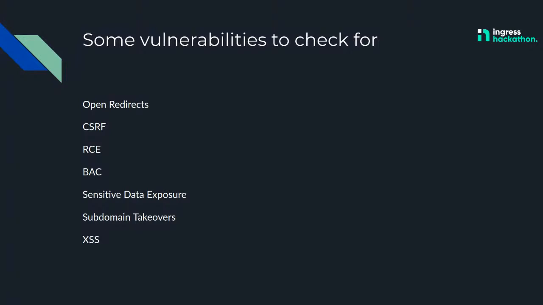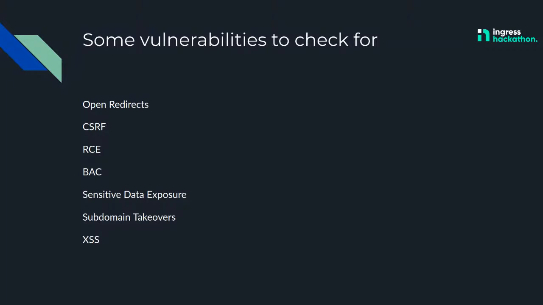And I have explained some of the vulnerabilities in the coming slides. Sensitive data exposure is one of my favorites, and you can use the fuzzing tools which I mentioned earlier, like ffuf or dirsearch, to find sensitive data exposure in configuration files, user information disclosure, and any kind of stuff. And subdomain takeovers are something like when a subdomain's period has expired, and you can take over the subdomain.